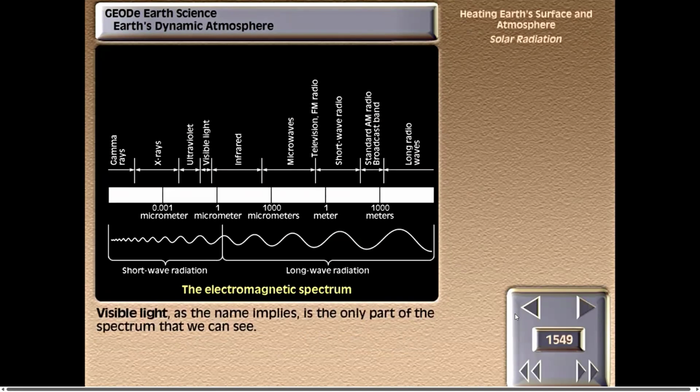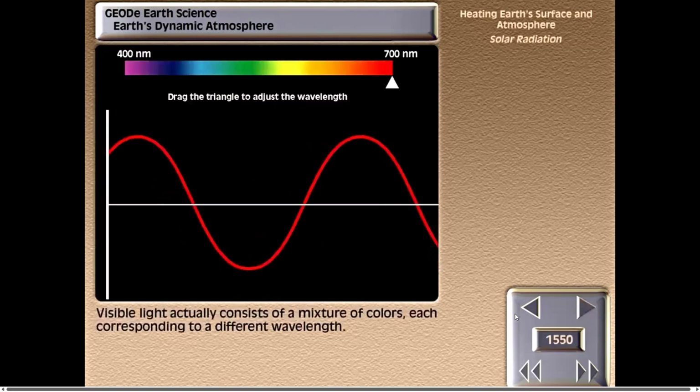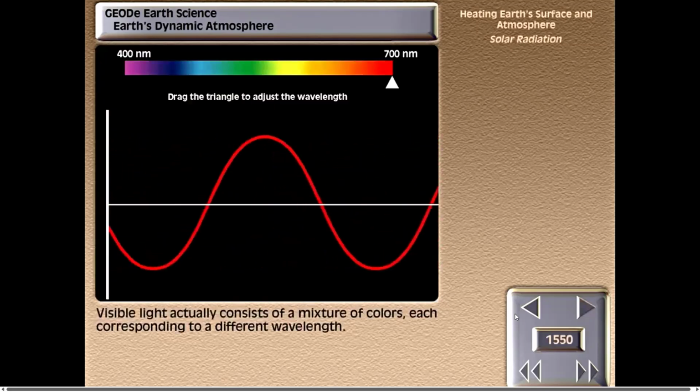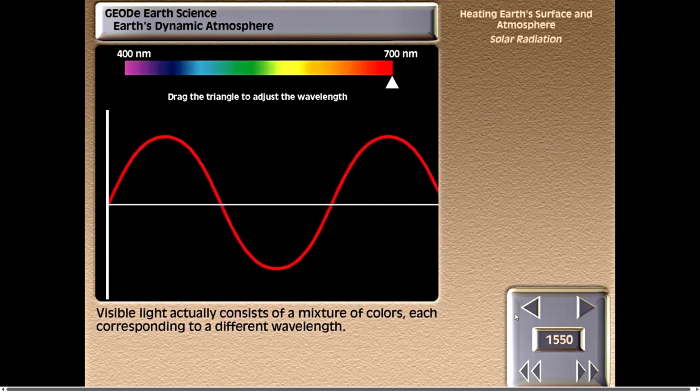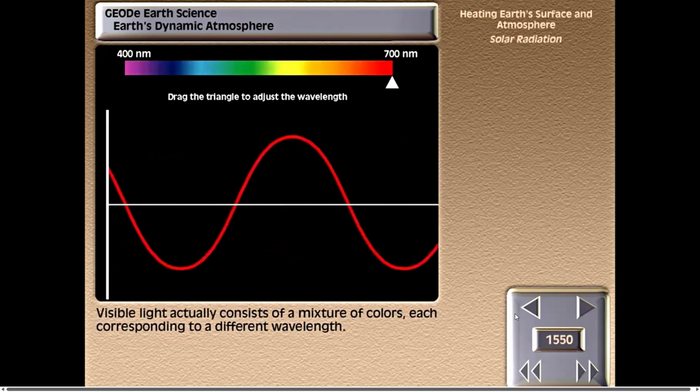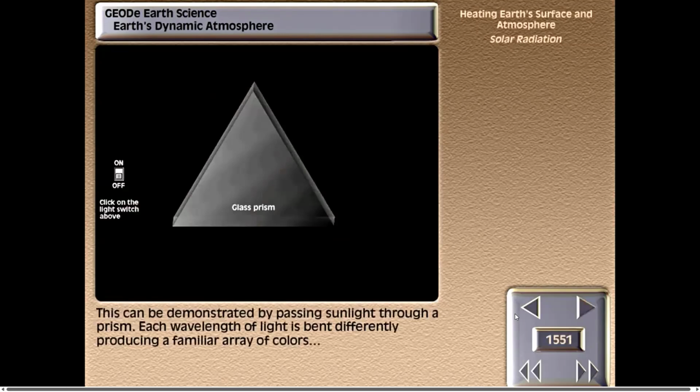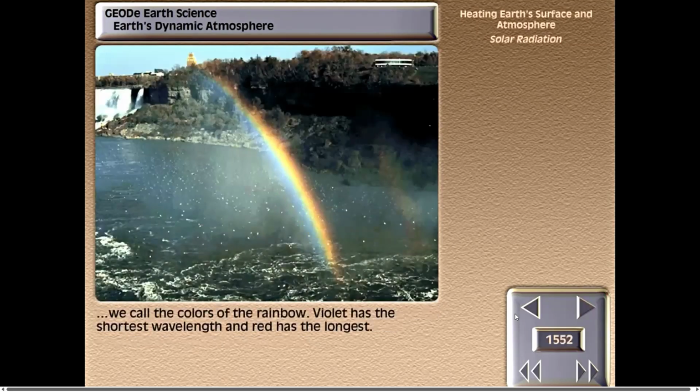Visible light, as the name implies, is the only part of the spectrum that we can see. Visible light actually consists of a mixture of colors, each corresponding to a different wavelength. This can be demonstrated by passing sunlight through a prism. Each wavelength of light is bent differently, producing a familiar array of colors we call the colors of the rainbow. Violet has the shortest wavelength and red has the longest.